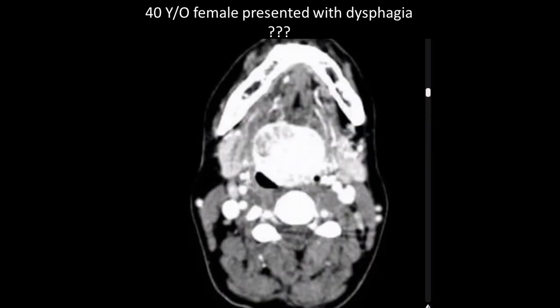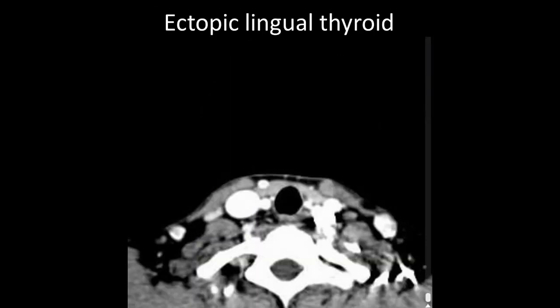This mass, which is enhancing at the base of the tongue. So this is the thyroid gland. This is an ectopic thyroid gland. So this is a case of ectopic lingual thyroid, which is the most common location of ectopic thyroid.